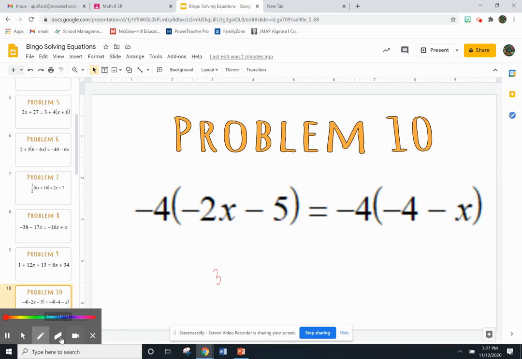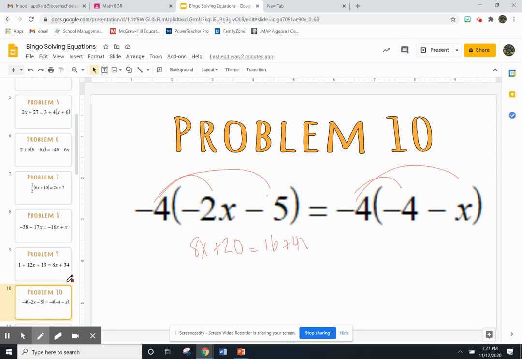This problem, we get negative 4 times negative 2, which is 8x. Negative 4 times negative 5 is 20, plus 20, equals negative 4 times negative 4, which is 16, plus 4x. So subtract 4x from both sides, because that's the smaller. We get 4x plus 20 equals 16. Subtract 20 on both sides. I get 4x equals negative 4, so x is negative 1.